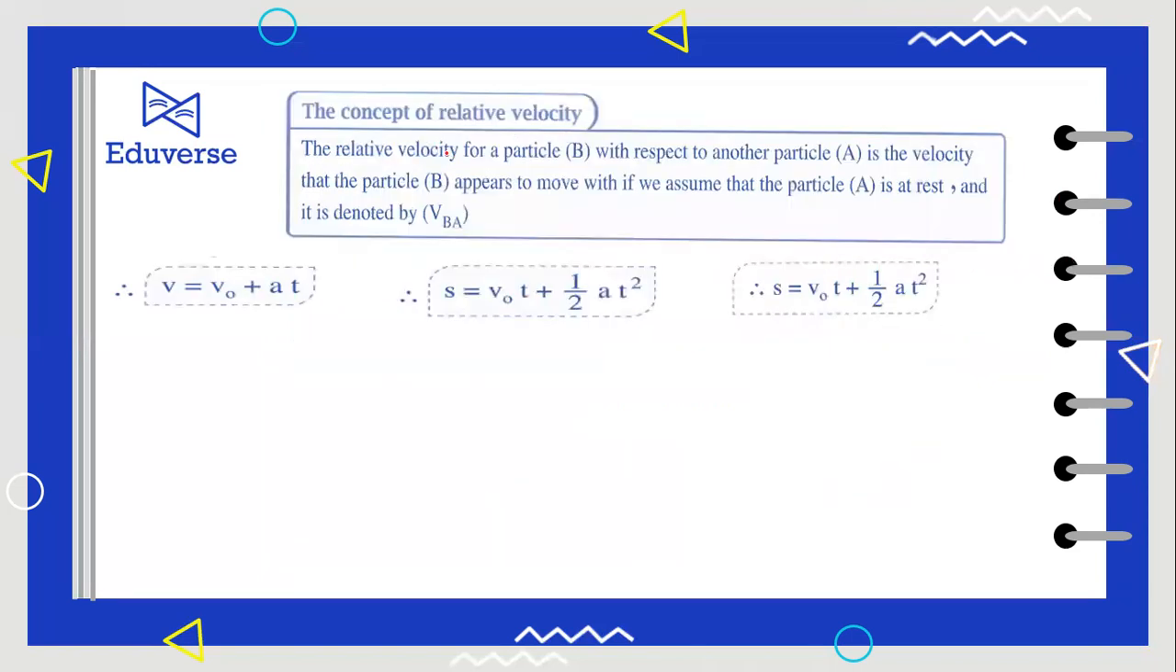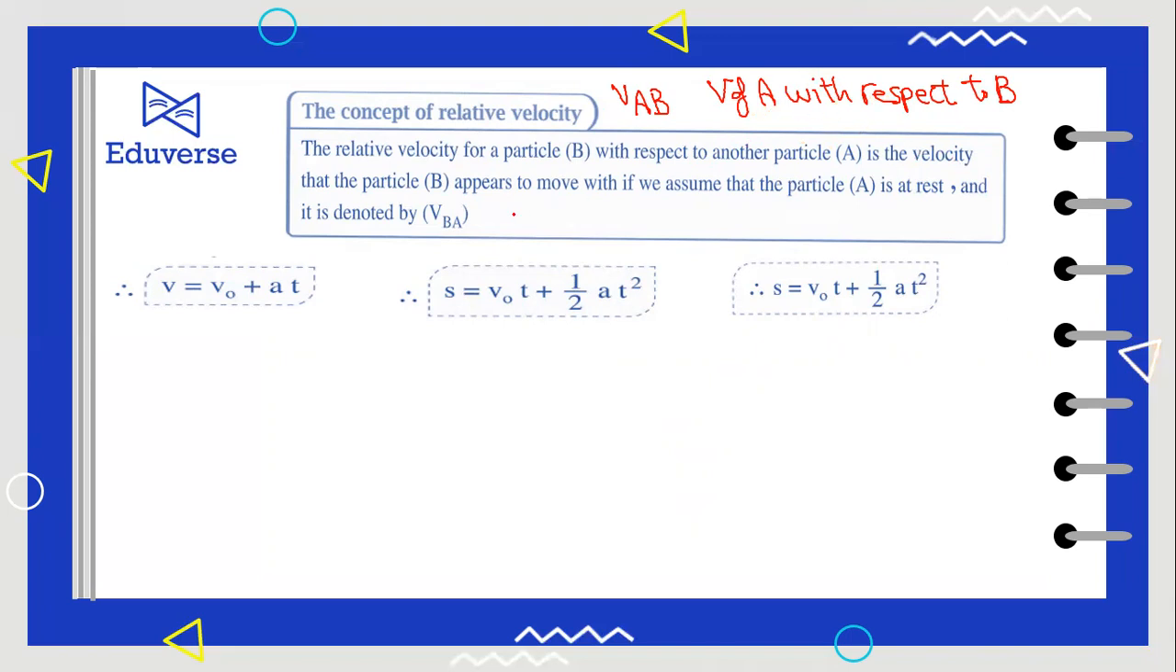Okay. The relative velocity. Relative velocity means the velocity of a body with respect to another body. It is different from the actual velocity of the body. That means V_AB means the velocity of body A with respect to B. And that is different from the actual velocity of A. It's not the actual velocity of A.